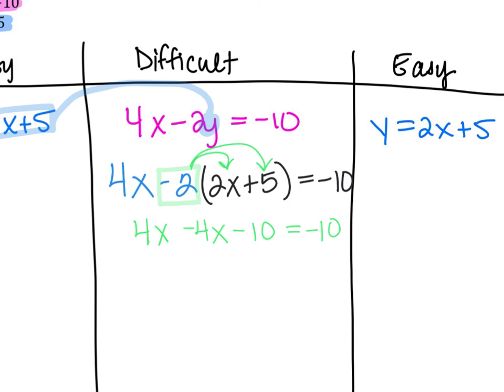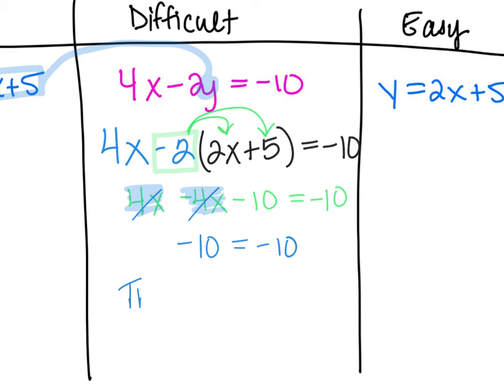Now we look for like terms. So what are like terms here? We have a 4x minus a 4x. That becomes 0x, so I don't even write it. They go away. They're not there anymore. And I'm left with negative 10 equals negative 10. That's weird. We wound up having x go away and just left with numbers. Negative 10 equals negative 10.